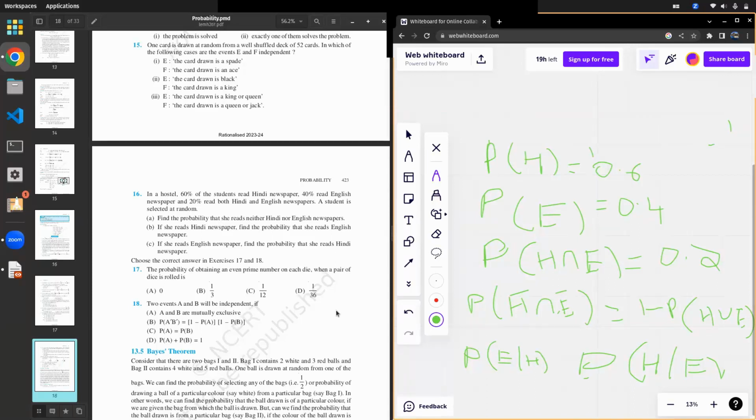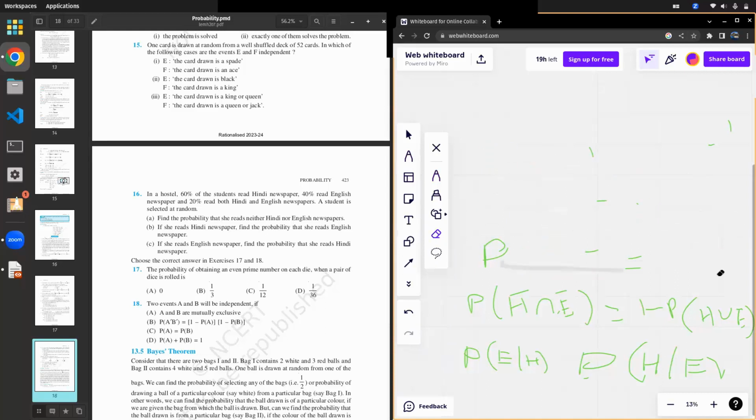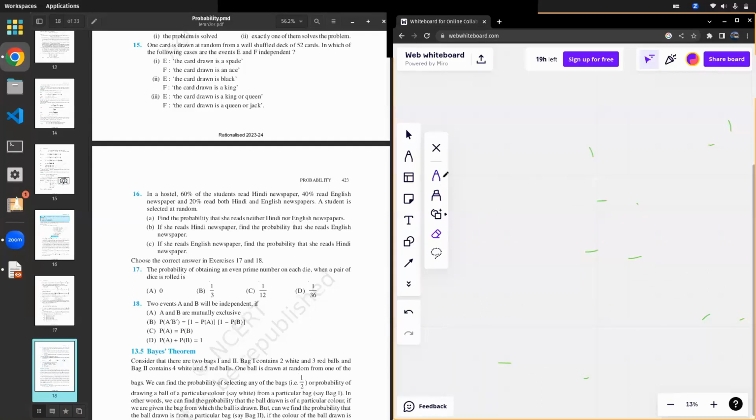The probability of obtaining an even prime number on each die when a pair of dice is rolled. The only even prime number is 2. So we have to find the probability of getting 2 twice. This can be simply calculated. The probability of getting 2 on the first die is 1/6, and on the second die it is also 1/6. So the answer will be 1/36 in this case.